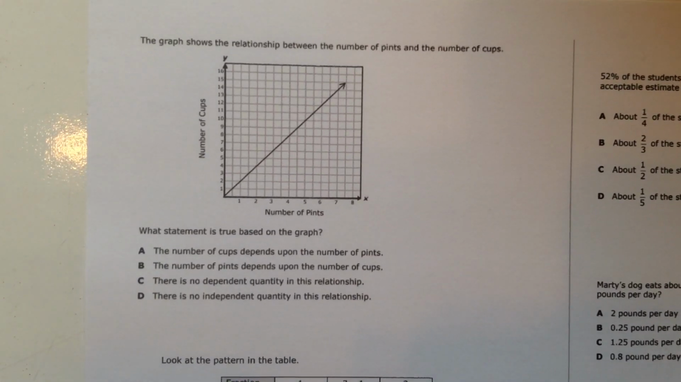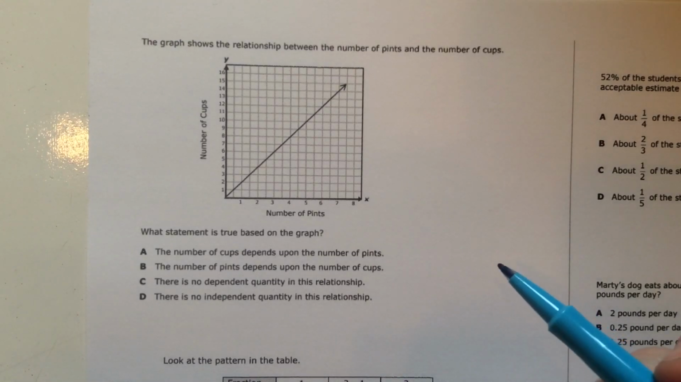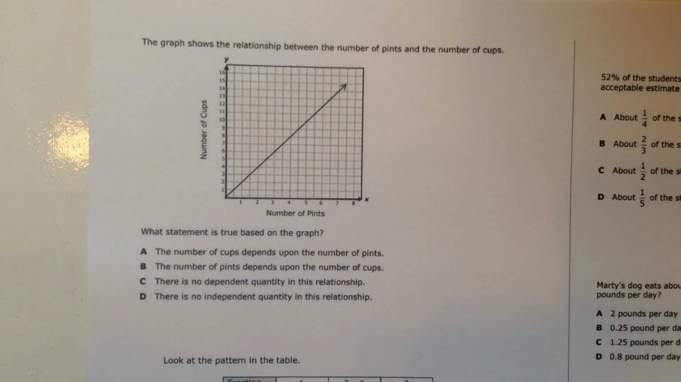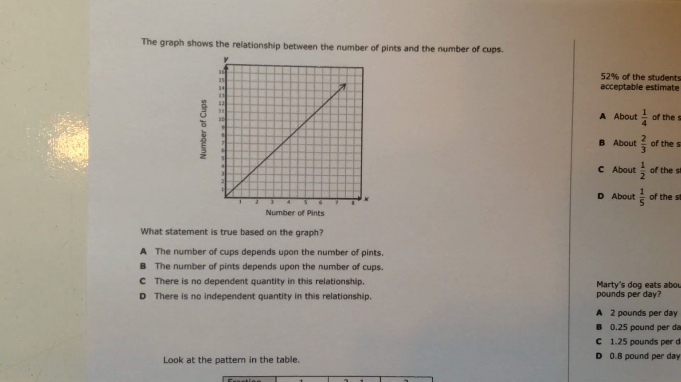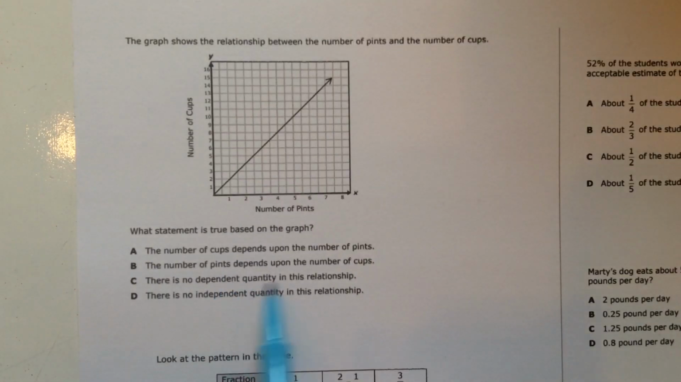Next we are at number 5 here. Okay, the graph shows the relationships based on the number of pints and the number of cups. And some of you may think, oh, I need to look at my formula sheet, my reference material, because it tells me that there are 2 cups in a pint. Well, that actually doesn't even matter here. We just want to know dependent, independent.